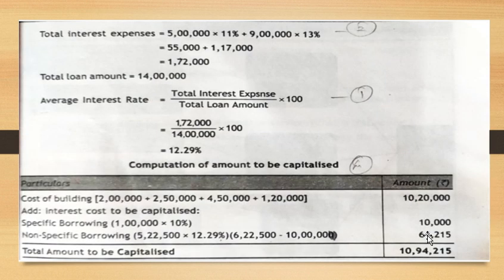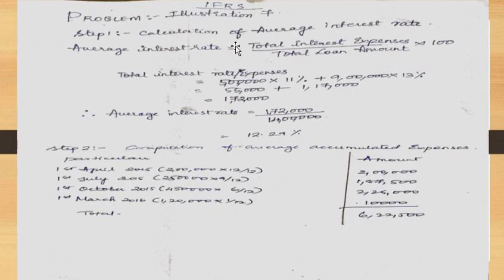So to calculate the average interest rate, we need to know the total interest expenses first. To know the total interest expenses, I have named the points step by step: this will be the first step, second step, third step and fourth step. Now I will show the calculation I have done here. Problem illustration 7, step 1, calculation of average interest rate.